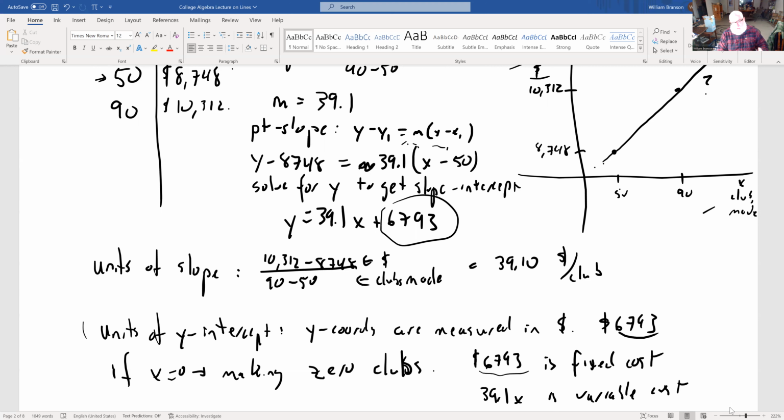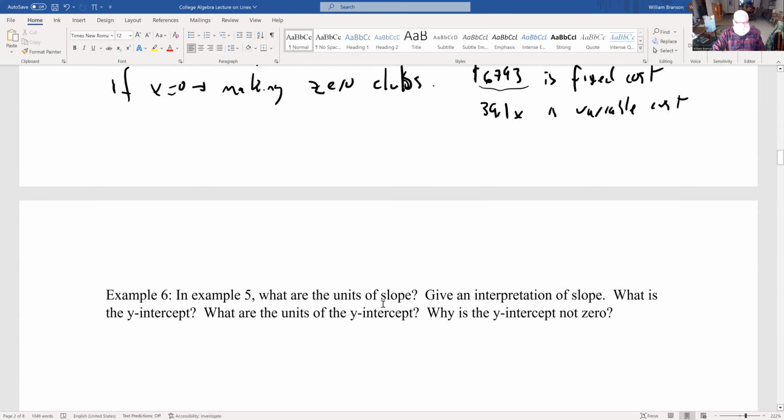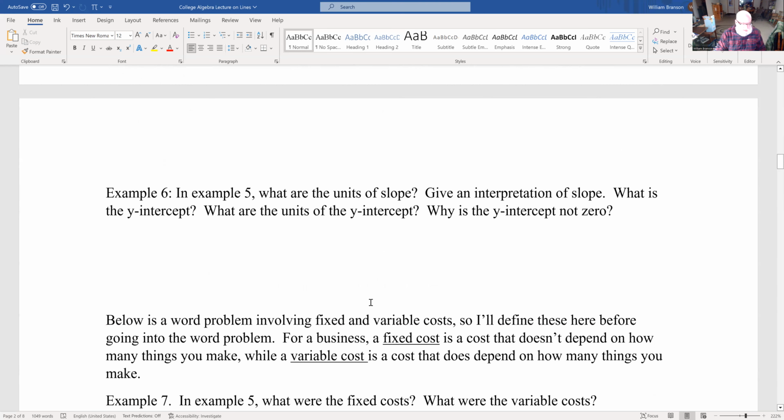If you make one golf club, it costs you $39.10. If you make 100, it costs you $3,910. So what's the cost for making 100 clubs? It's $3,910 for making the clubs themselves plus 6,793 because that's your fixed cost. So that's interpreting this stuff.